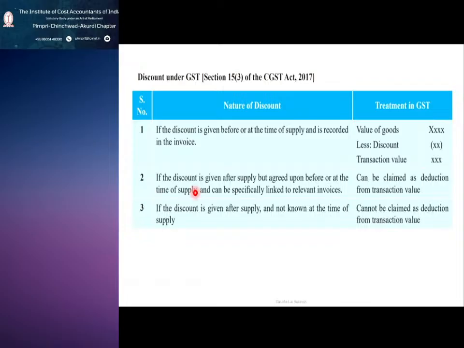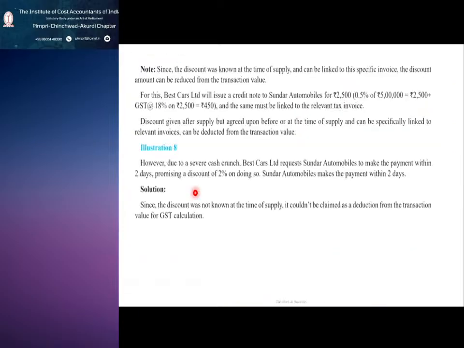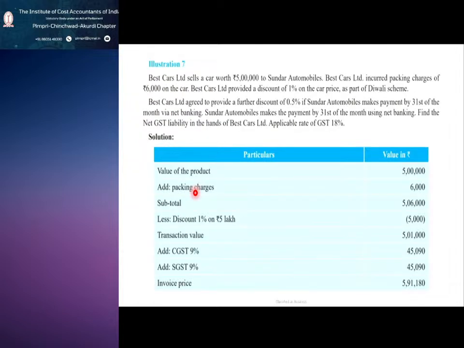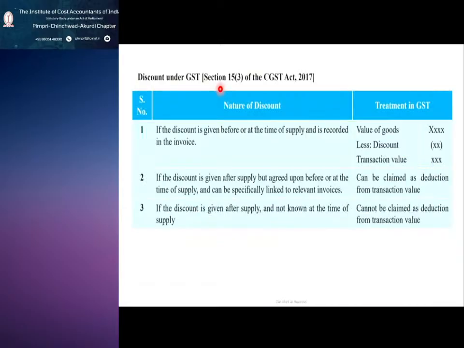I have an example, but it takes about 5 minutes. Whether you are able to see this example, we will quickly have a look at it because it covers all the 3 types of discount we are seeing here. First, given at the time of supply and recorded in the invoice. Second, given after supply but agreed before or at the time of supply.